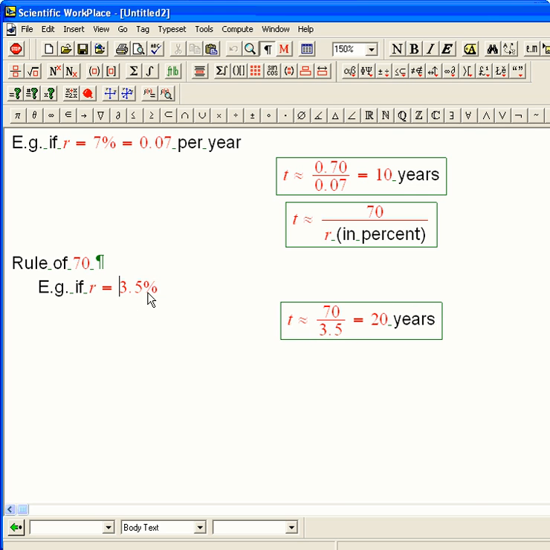So a 3.5% rate is not an unreasonable investment. In most climates you can get that with a pretty conservative investment, and it'll double in 20 years. That's not so bad for just letting it sit and not having to do any work.